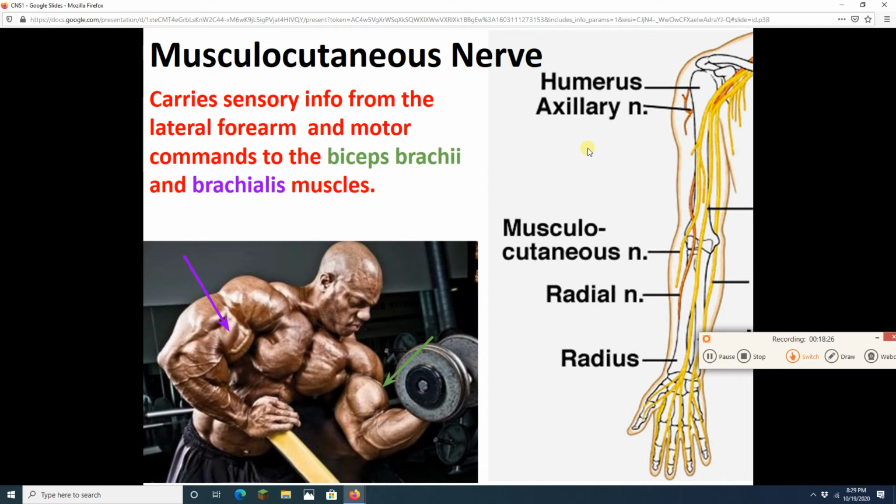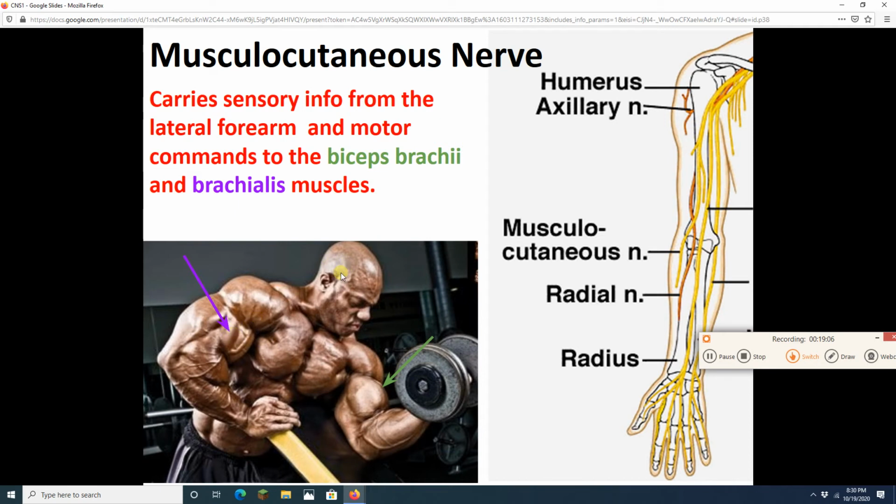Okay, next up, musculocutaneous. All right, so sensory info from the lateral forearm and motor commands to some big muscles. The biceps brachii right here. This guy has a ridiculous biceps brachii. And then in the middle of your arm right there is a muscle called the brachialis. You don't see the brachialis on most average folks, but this guy has a nice brachialis. So biceps brachii, brachialis, musculocutaneous.